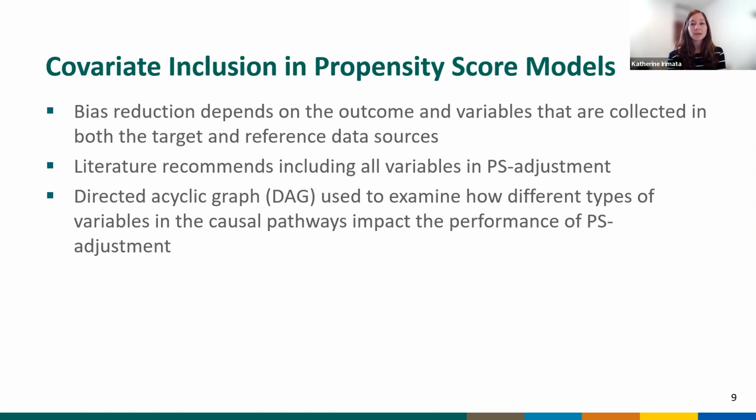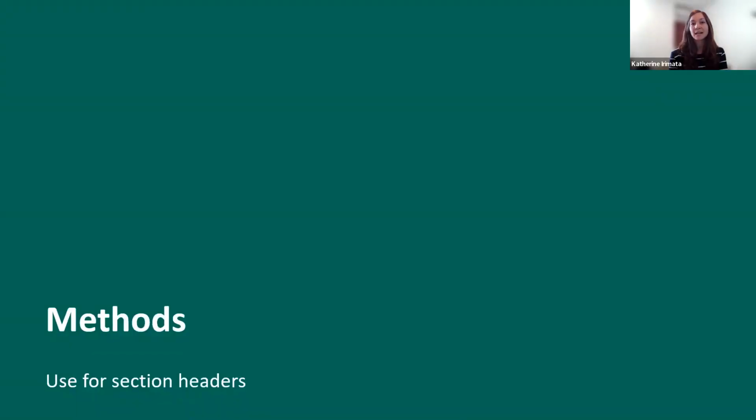Literature generally recommends including all variables in a propensity score adjustment. So this would be any variables that are overlapping between the target survey and the reference survey. However, we're interested in identifying specific types of covariates that are critical for collection in order to improve the validity of our population estimates. And as part of this research, we use a directed acyclic graph, or DAG, to examine how different types of variables and causal pathways impact the performance of the propensity score adjustment. And so next in this method section, I'll show these DAGs to give you a sense of what the covariate relationships look like for this type of problem.